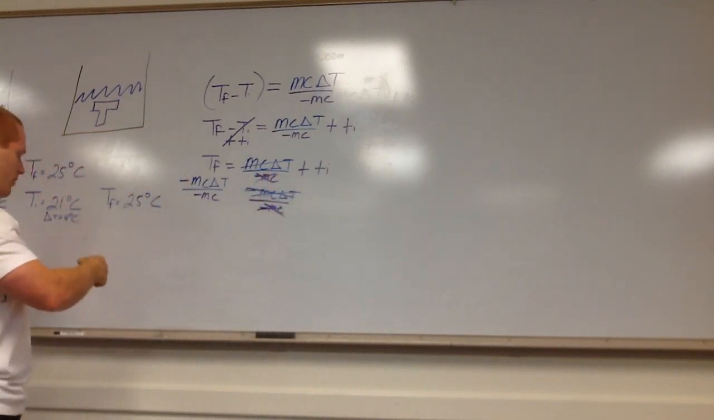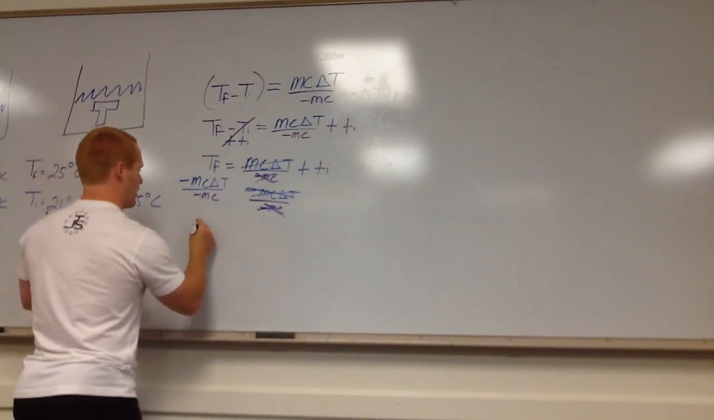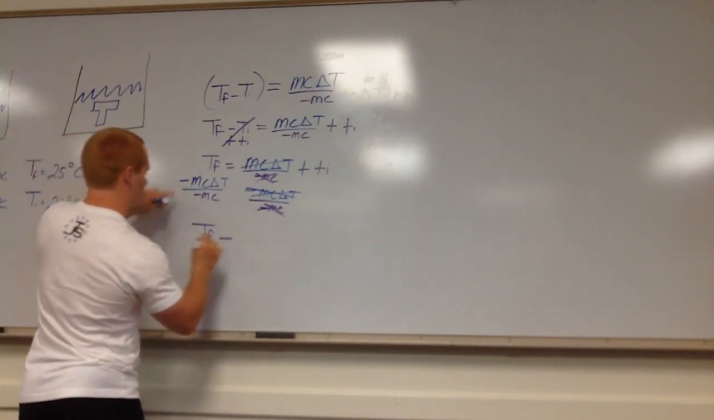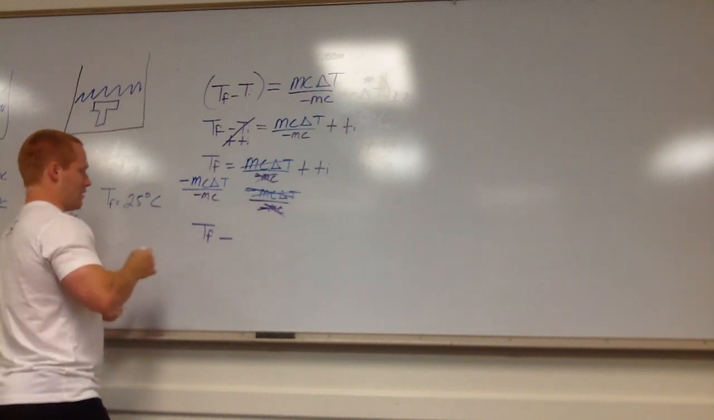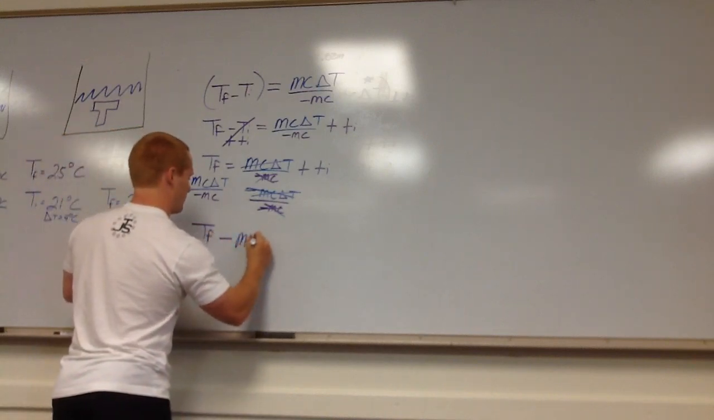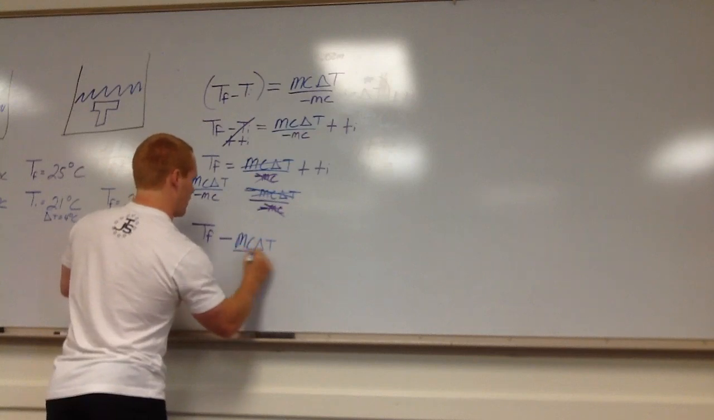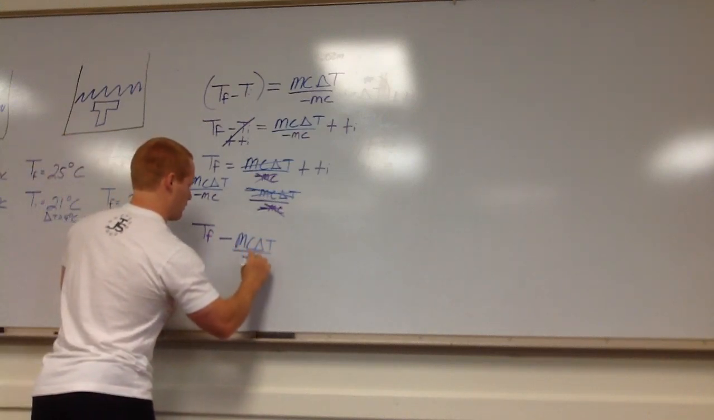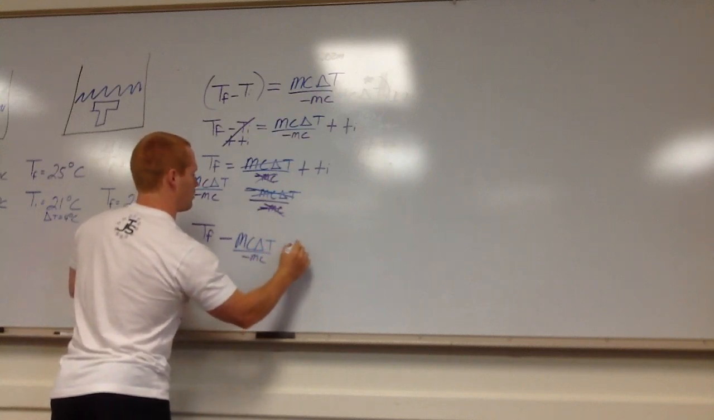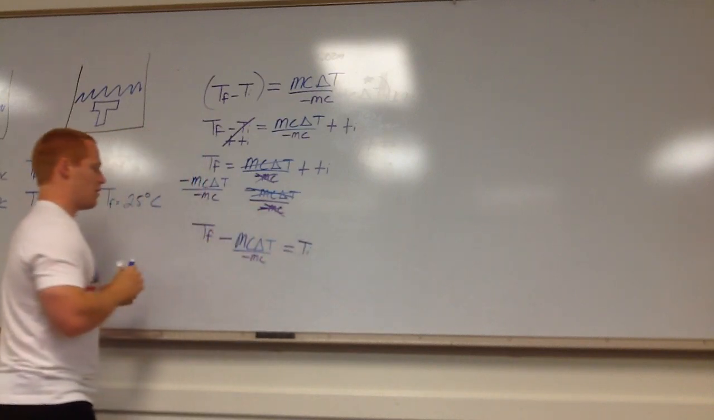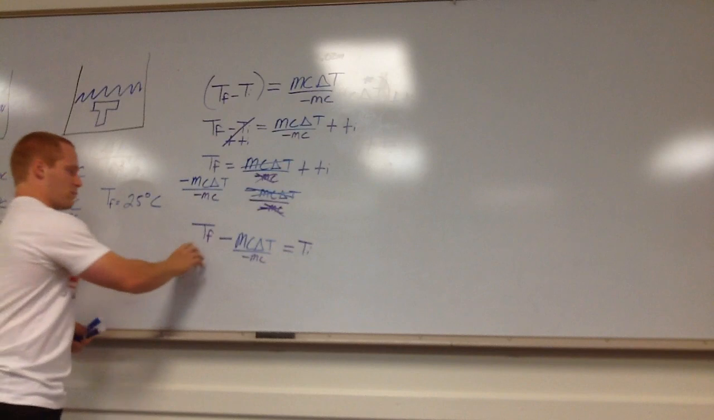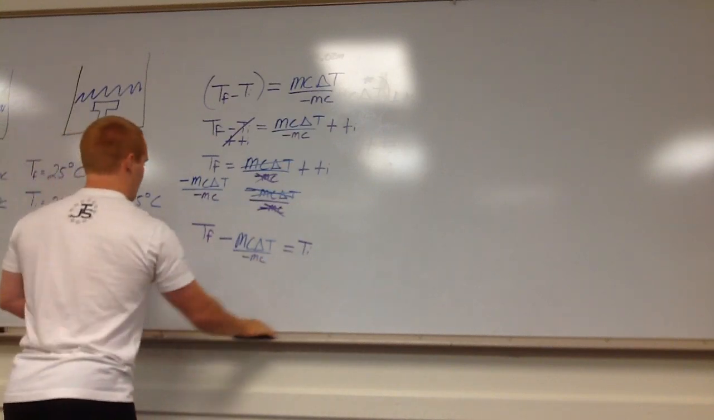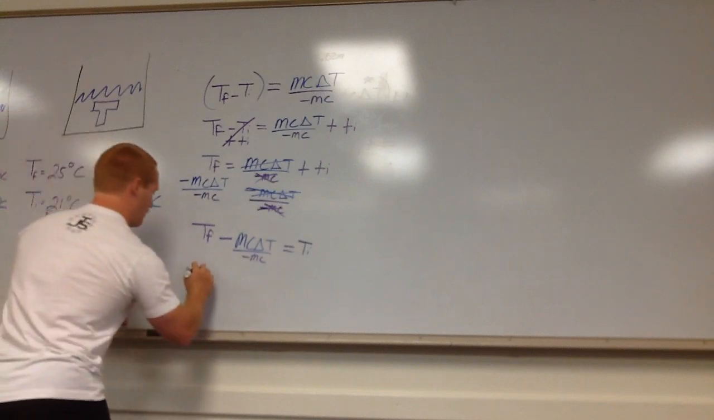So what I'm going to be left with, it looks like a mess, is TF minus, remember we subtracted, MC delta T divided by negative MC. And it's going to all equal TI. So now all we're going to do is we're going to plug in our values because we know what each one of those are. So TF we know is 25 degrees Celsius.